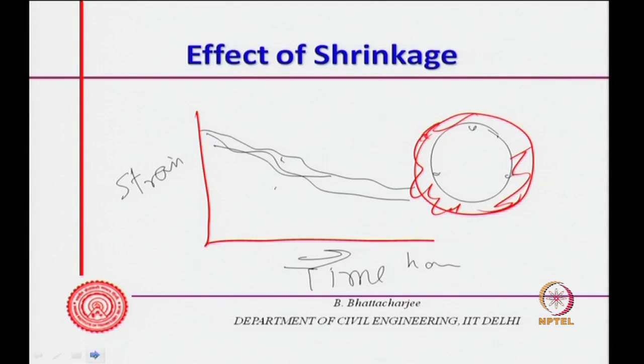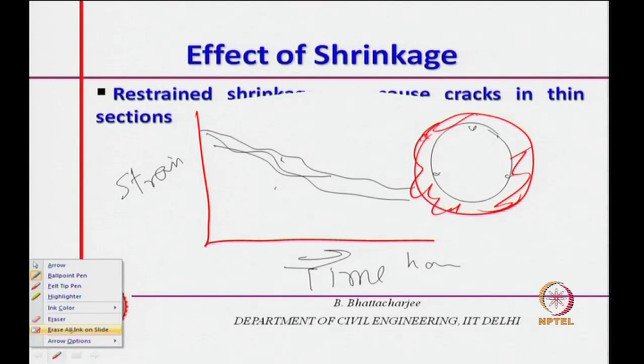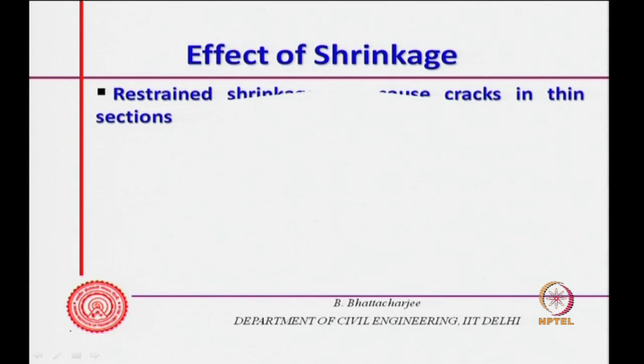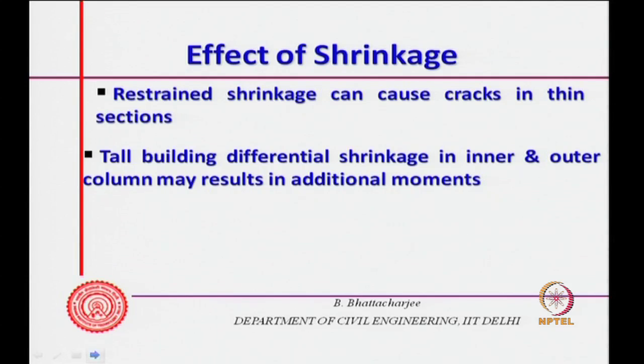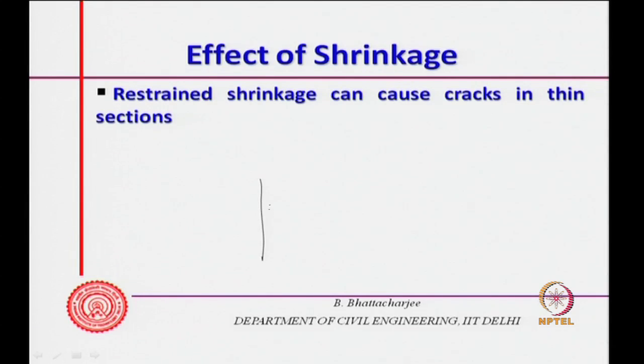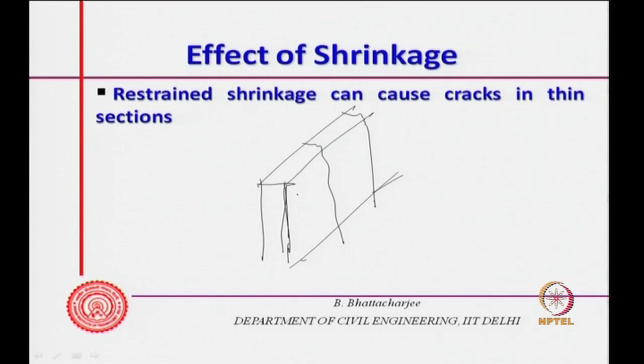Now, what is the effect of shrinkage? Restrained shrinkage can cause cracks in thin sections. For example, if you have a wall like this, a thin wall, and it is restrained, and construction joints have not been given, let us say, you might find cracks like this at regular spacing, especially if the curing is improper.